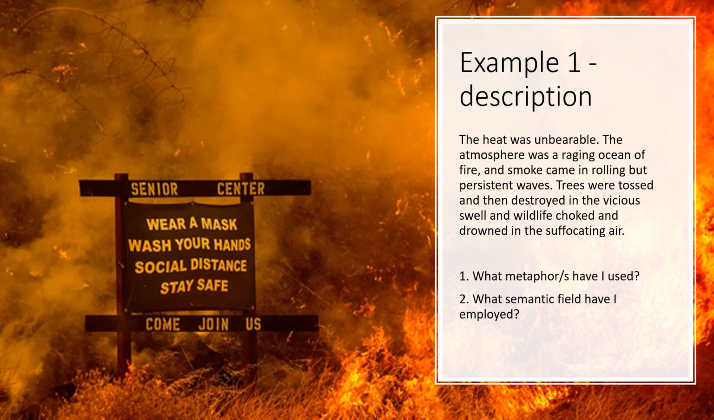So let's have a look at the first example here. This is example 1, the description based on the image. The heat was unbearable. The atmosphere was a raging ocean of fire, and smoke came in rolling but persistent waves. Trees were tossed and then destroyed in the vicious swell, and wildlife choked and drowned in the suffocating air.